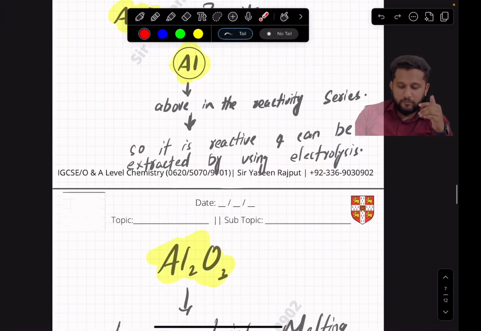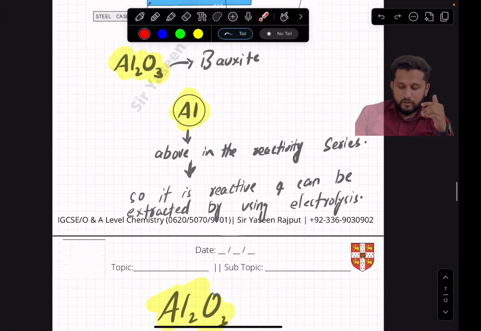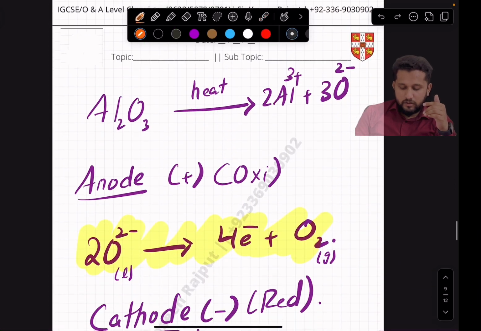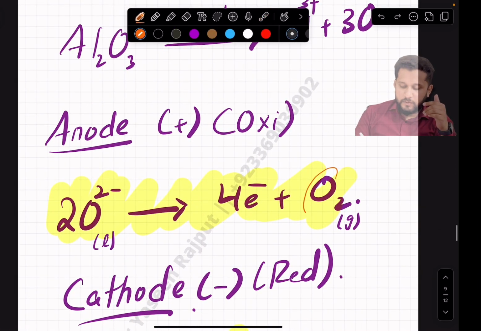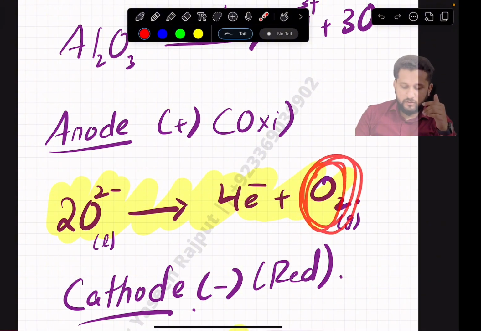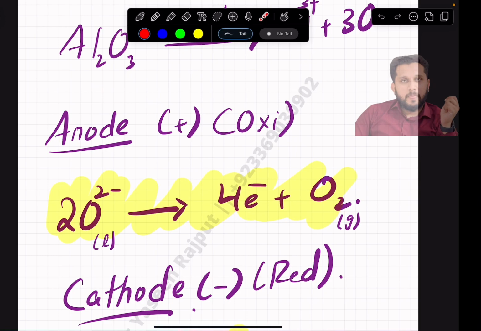Let me show you again that oxygen is being formed at the anode. Since oxygen is being formed at the anode, and this anode is made up of carbon, it is going to react with the oxygen and form carbon dioxide. So we need to replace the anode regularly.